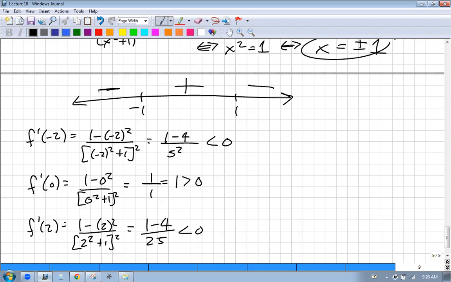If you think about it, right, we're going decreasing, 0, increasing, 0, decreasing. So you can see, right, this is at our minus 1, this is at our plus 1. So this guy here is a local minimum. This guy here is a local maximum.